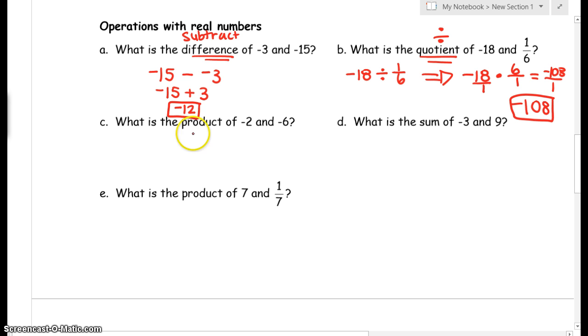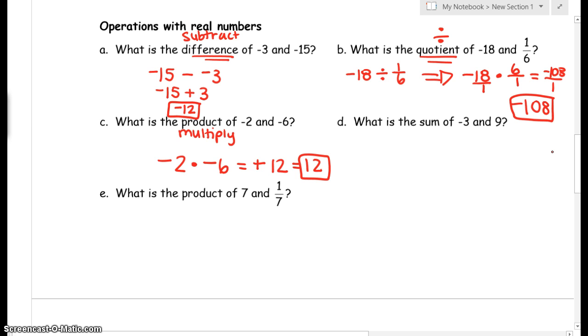All right. Product means multiply. So we're going to go ahead and do negative 2 times negative 6. Two negatives create a positive, and 2 times 6 is 12. So really you don't have to write positive 12, you just write 12, and every mathematician in the world would know that that's supposed to be positive.